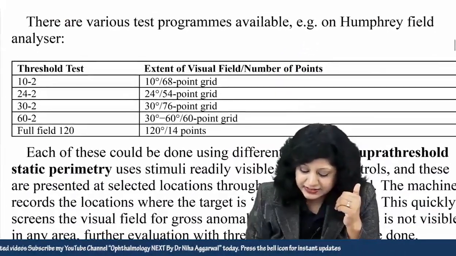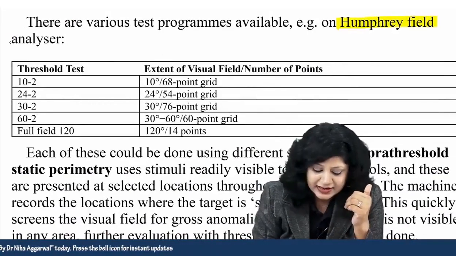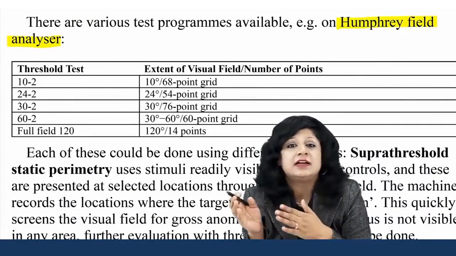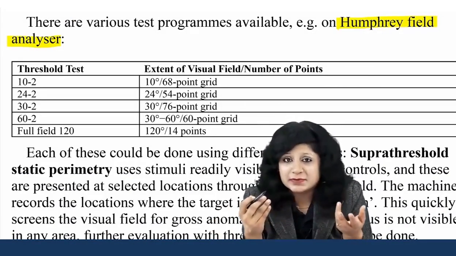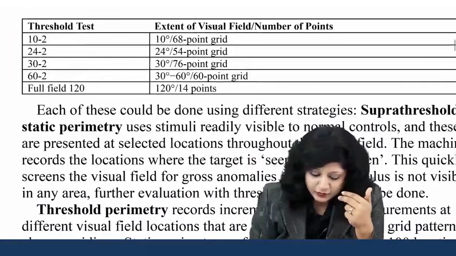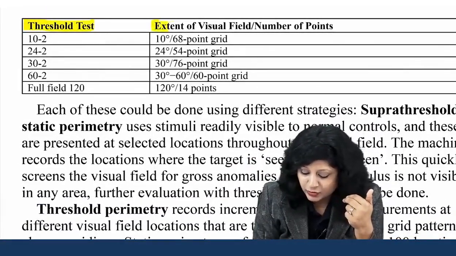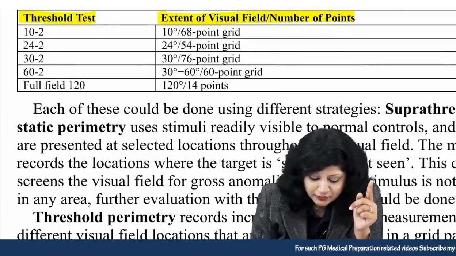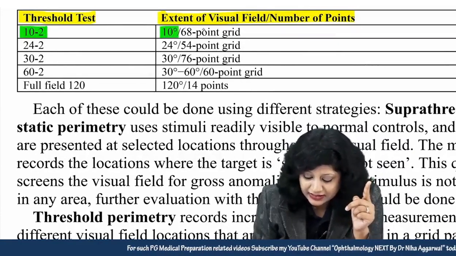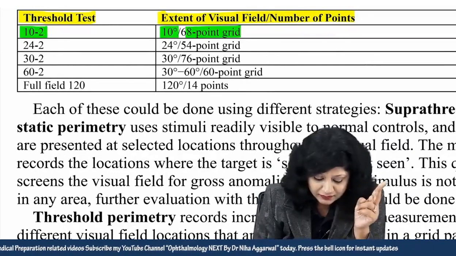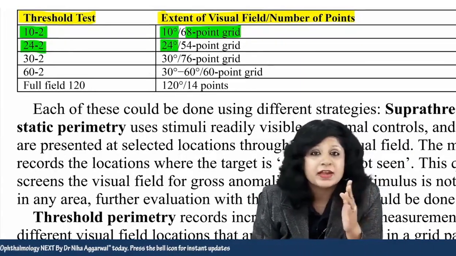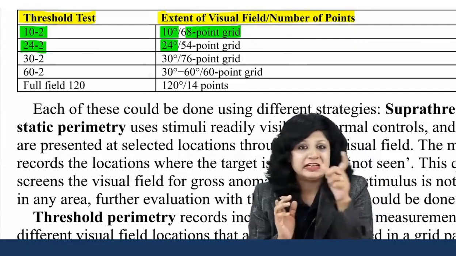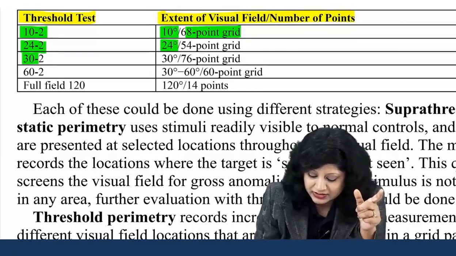Now there are various test programs available, like the Humphrey field analyzer. As we have talked about before also, nowadays Humphrey field analyzer perimetry has become the standard. On one hand we have the threshold test, on the other hand we have the extent of the visual field and how many points we are testing. Look at these. One is your 10-2, which gives you 10 degrees, and we have a 68-point grid program. Then we have 24-2, which is 24 degrees. One thing you have to see is that whatever number is written there is the amount of visual field in degrees. So if it is 30-2, then it is 30 degrees.